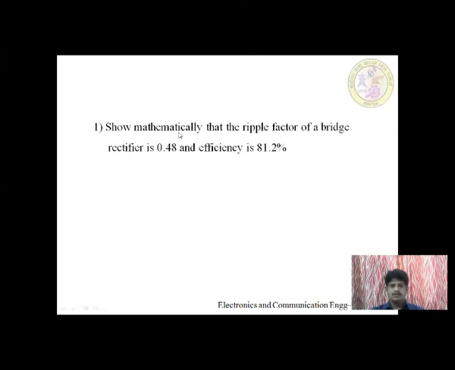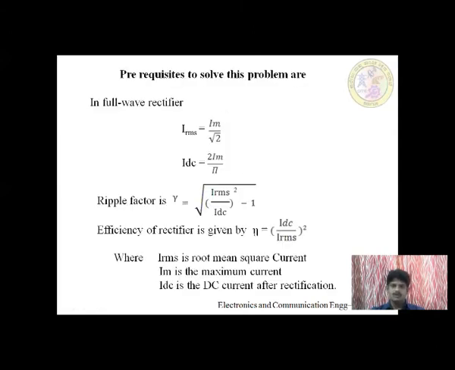Think what equations we must use and how we are going to proceed. Okay, so we'll see what prerequisites are required to solve this problem. We need to understand the equations with respect to the full wave. First, it's the IRMS, that is the root mean square current, and we need to calculate IDC, meaning DC current, the average current. So the IRMS equation is Im by root 2, where Im is the maximum current, and IDC can be calculated using 2 Im by pi.